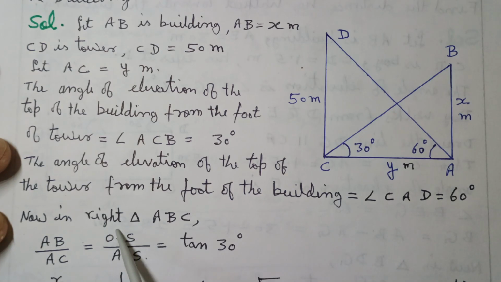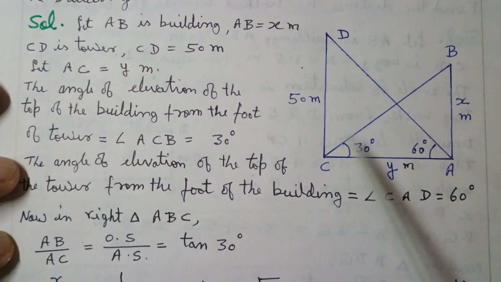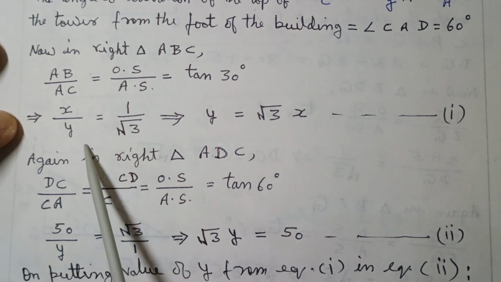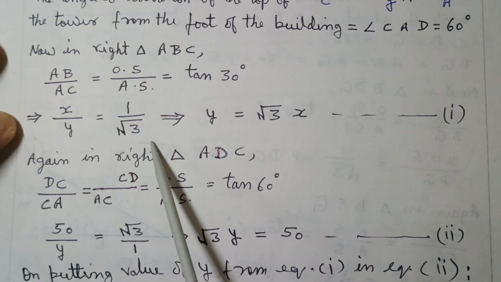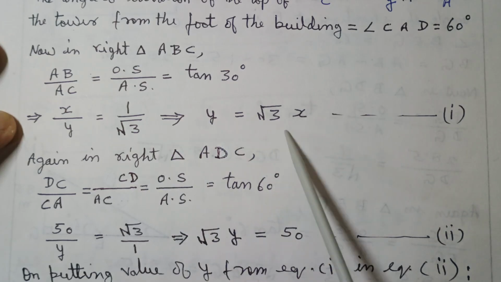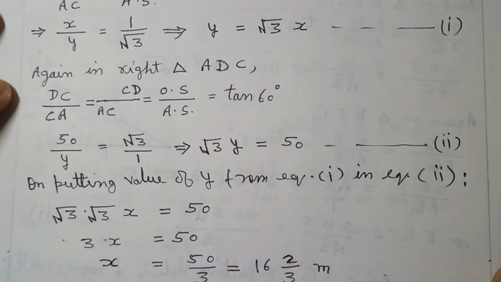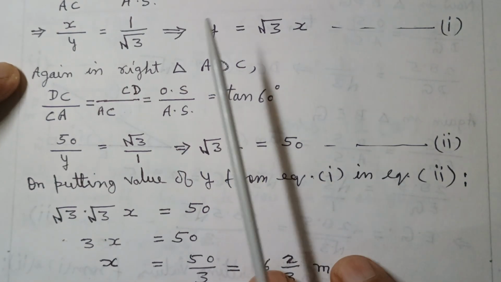Now in right triangle ABC, AB upon AC is equal to opposite side upon adjacent side is equal to tan 30 degree. Now put the values. So x upon y is equal to 1 upon under root 3. This implies y is equal to under root 3 x. This is equation 1.